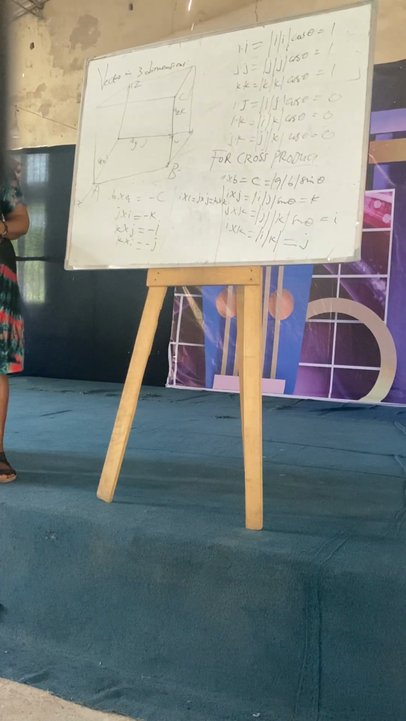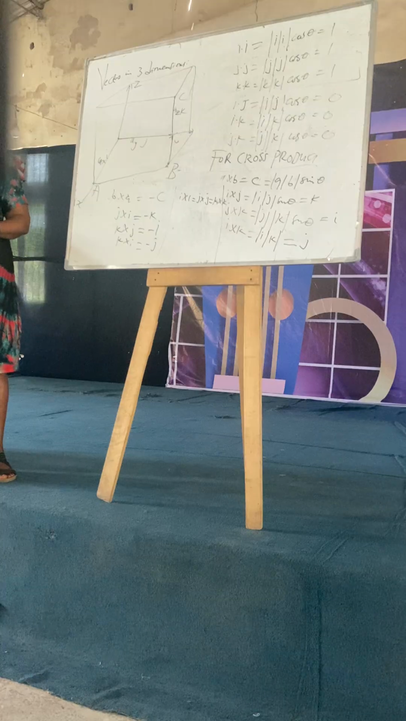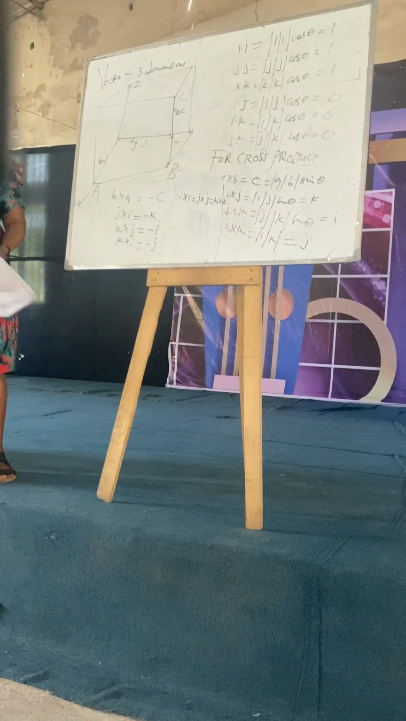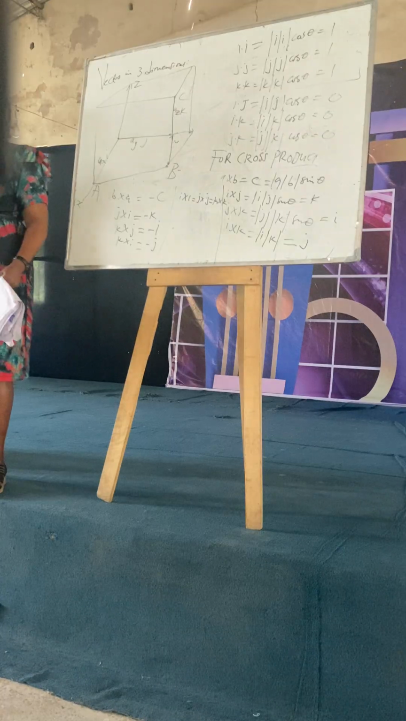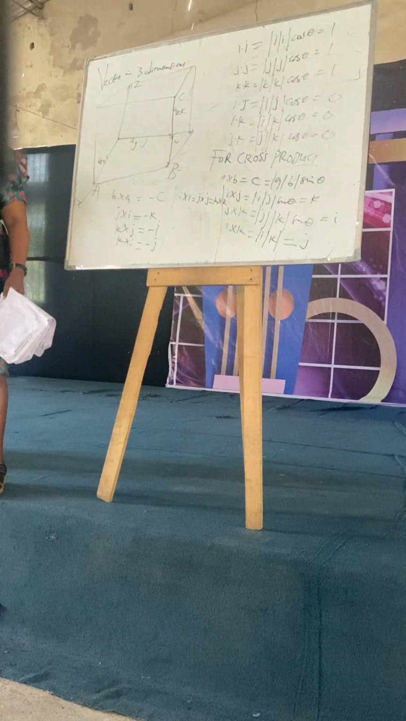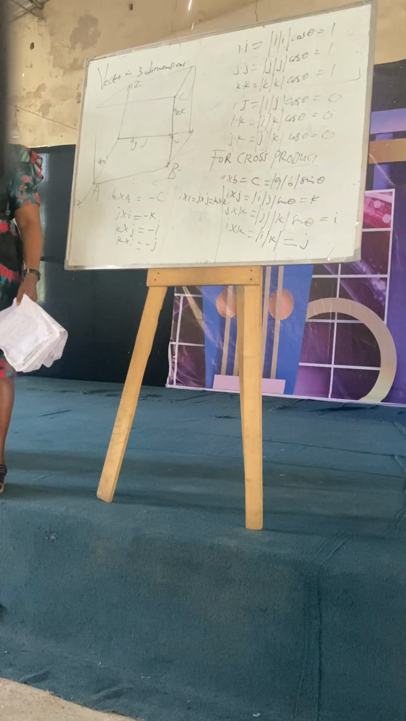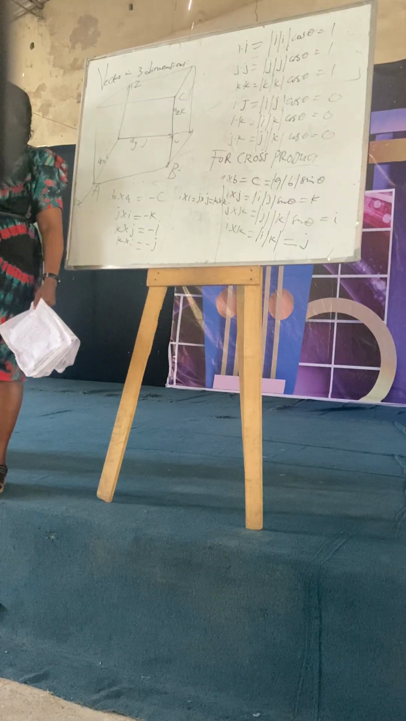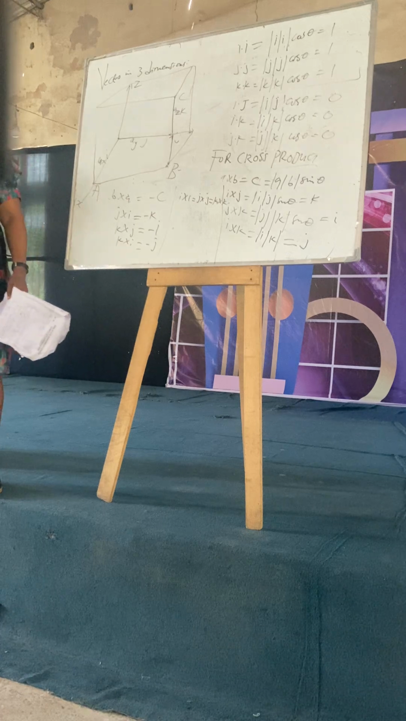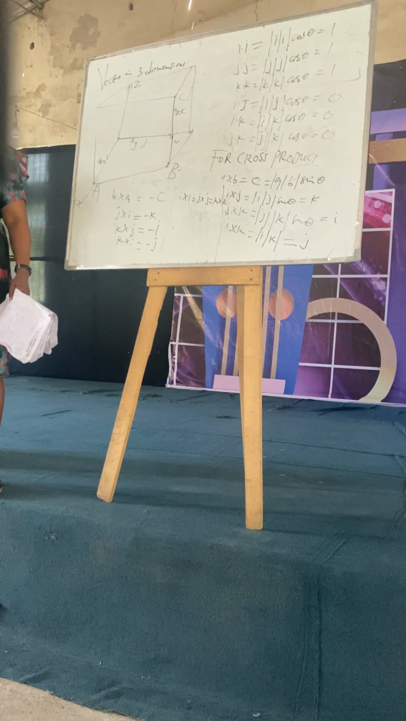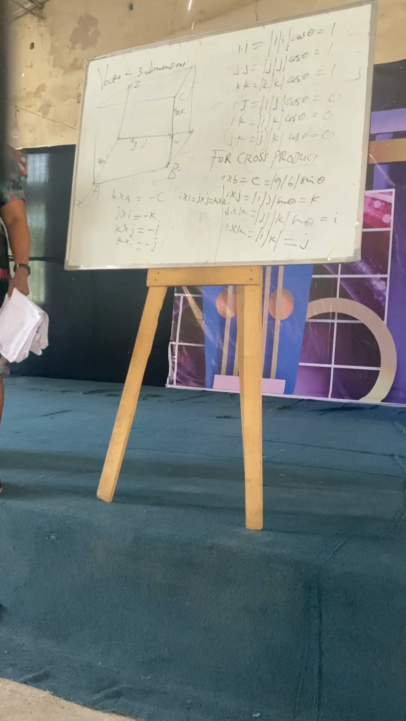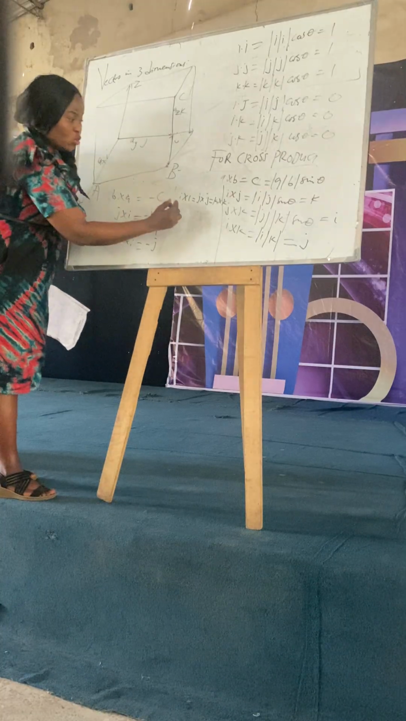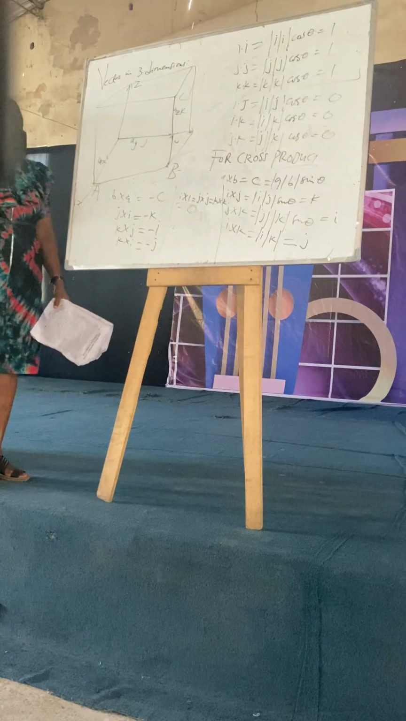What is it equal to? When they are parallel, what is it under cross product? 0. Have you forgotten? When they are parallel, I told you to take note: under cross product, it's only 0. When they are at a right angle, when they are perpendicular at 90 degrees, you have what? 1. Remember that sine 90 is 1. But when they are parallel, it is equal to 0. Take note of that.